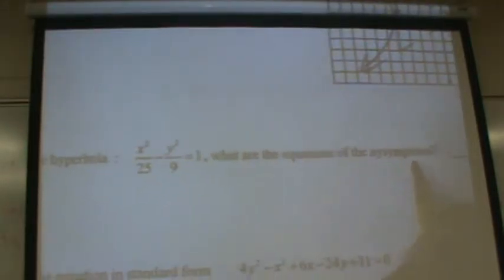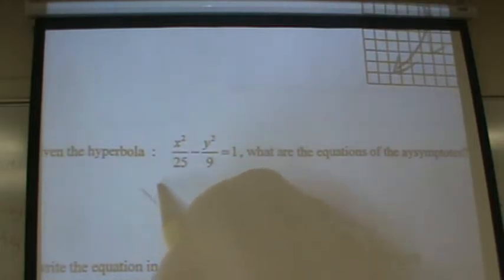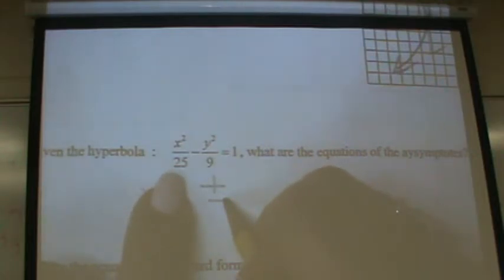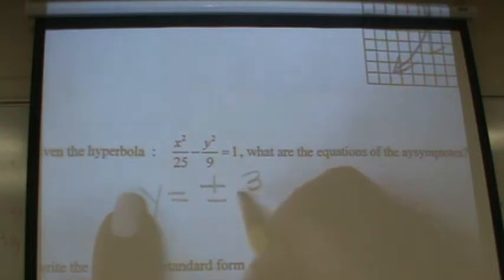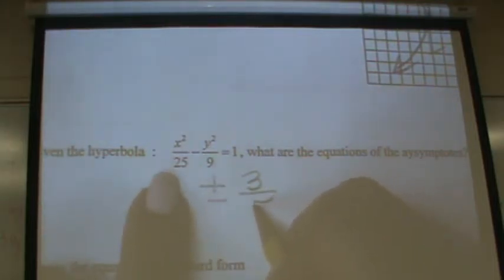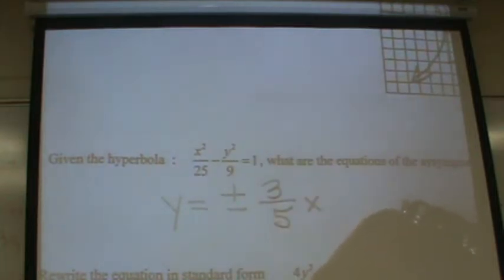Now, if your graph starts with an X, do you know what your asymptotes are? It's plus or minus a B to A ratio. So 3 to 5 X. Huh? Wait, what? A to B goes up and down. Wait, how did you do that? Can you redo that again?